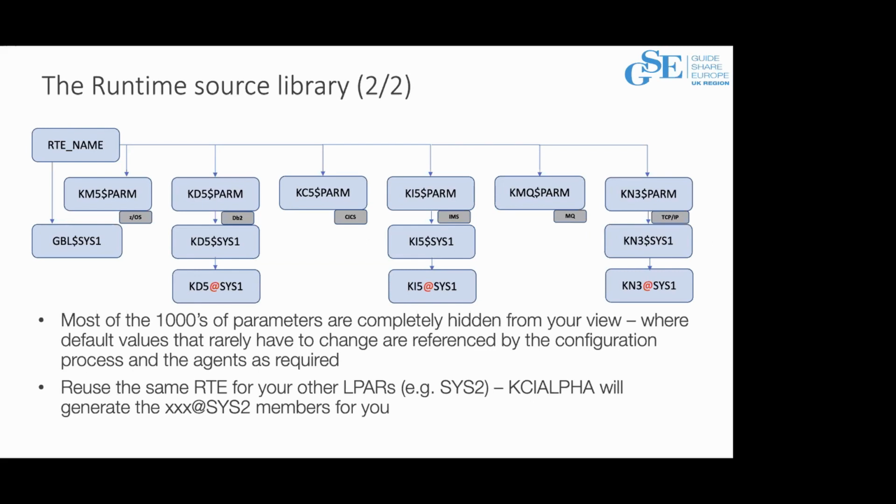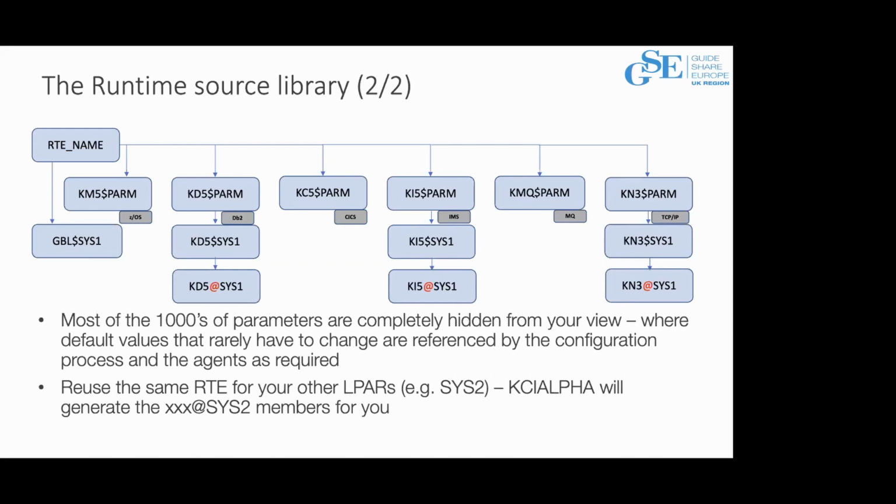Okay, so these are the members that are created. If you wanted to add more LPARs to the same runtime environment, you can just run the discovery task on the second LPAR using the sysaf, say sys2 in this case, and we'll have members added ending with .@sys2 in the same runtime library as well. So you can configure multiple LPARs in that one runtime environment.